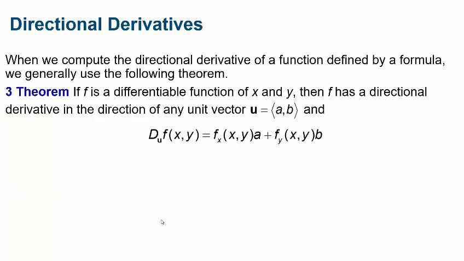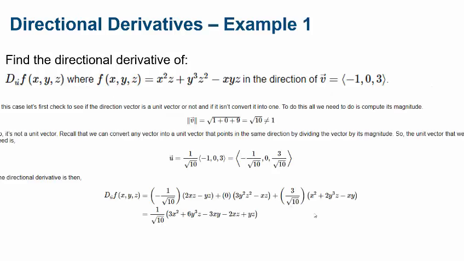If we compute the directional derivative of a function, we generally use the following theorem. If f is a differentiable function of x and y, then f has a directional derivative in the direction of any unit vector u with components a, b, and the directional derivative of f of x, y in the direction of u is given by the partial derivative of f with respect to x times a plus the partial derivative of f with respect to y times b. It's a pretty straightforward formula.